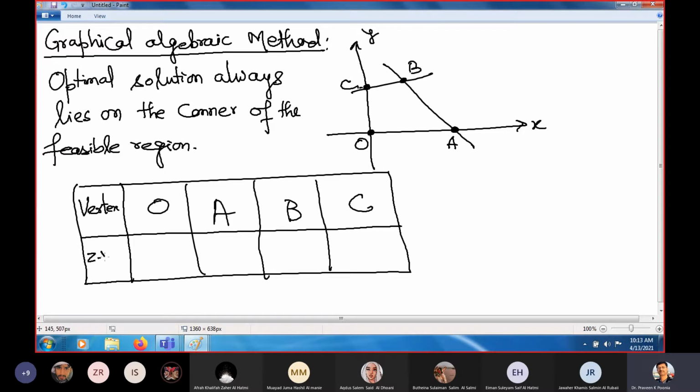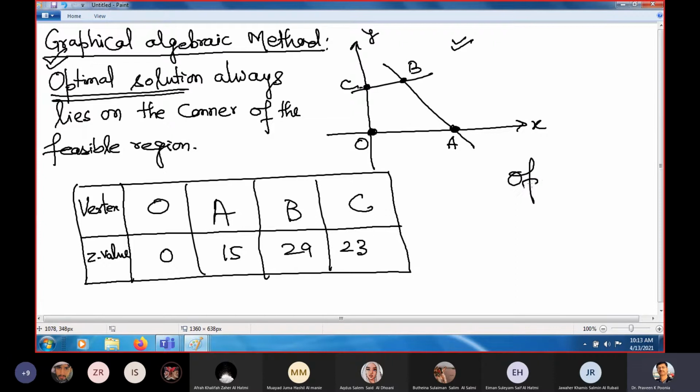And then we calculate the Z value. At O the value is 0, at A it is 15, at B it is 29, at C it is 30, 23. Clear? If these values come, then in the graphical algebraic method we make the graph and search the corners, because the optimal solution means maximum or minimum.